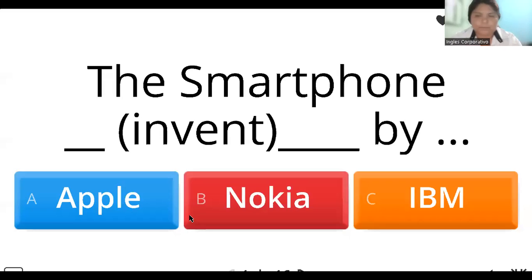Okay, I'm going to share a second link. Sorry about that. That was not planned, but we're going to play the second activity. Okay, so there you have the link, but in this case, you just have to select the right answer as mentioned before, and access the link. Okay, so what do you think about this sentence?